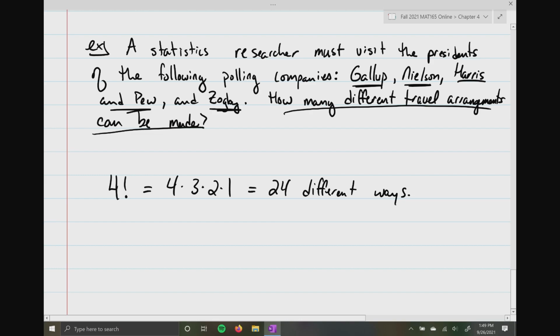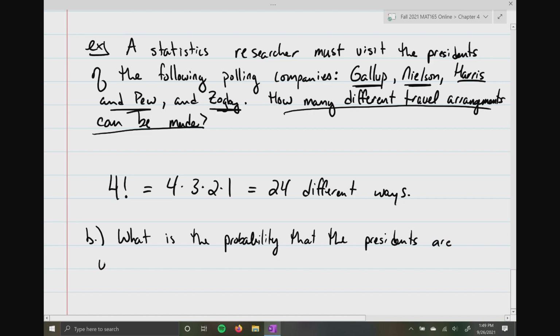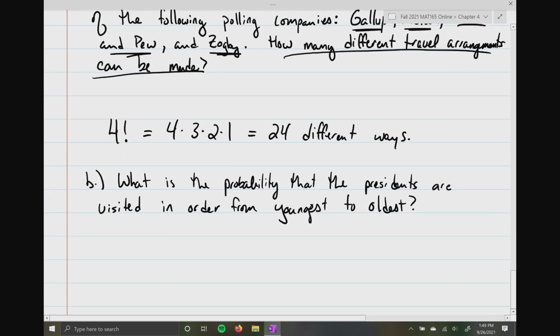Now we could extend this problem a little bit further because right now, remember, we're trying to just count things. But I could ask this question, so this is a follow-up part B. What is the probability that the presidents are visited in order from youngest to oldest? So now we're actually thinking about probability. So we want probability of young to old. And remember, probability, the number of ways the event can occur divided by the total sample space.